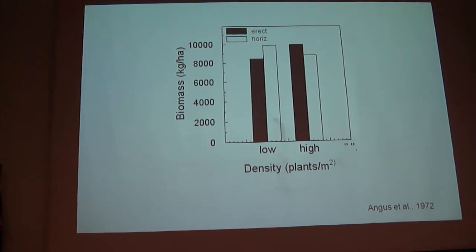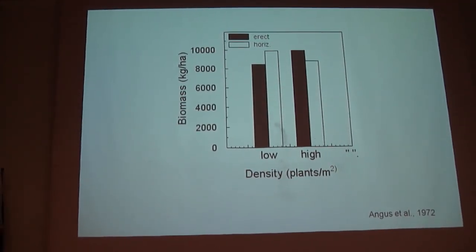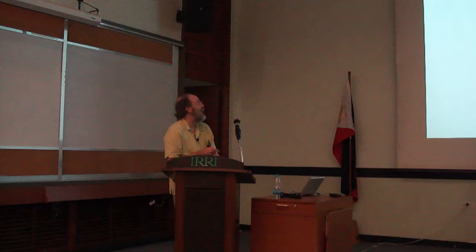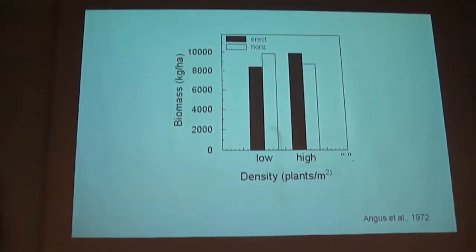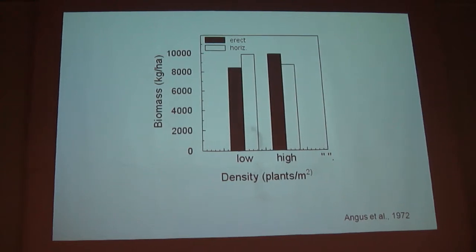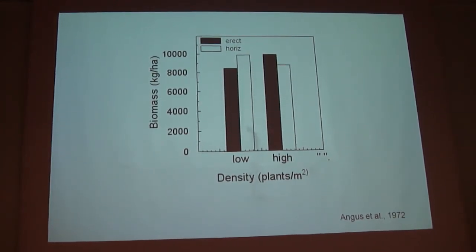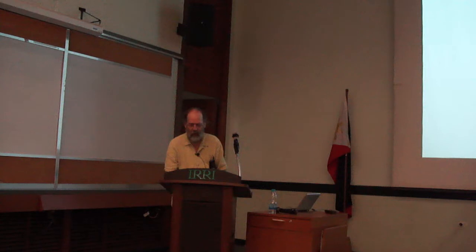with erect leaves, they're not intercepting all the available solar radiation, or at least not as early as the horizontal leaf cultivar does. But as you go to higher plant density, both genotypes have complete light interception, and the erect leaf cultivar is spreading the light over a larger fraction of its leaf area, and therefore has higher photosynthesis and higher yield.